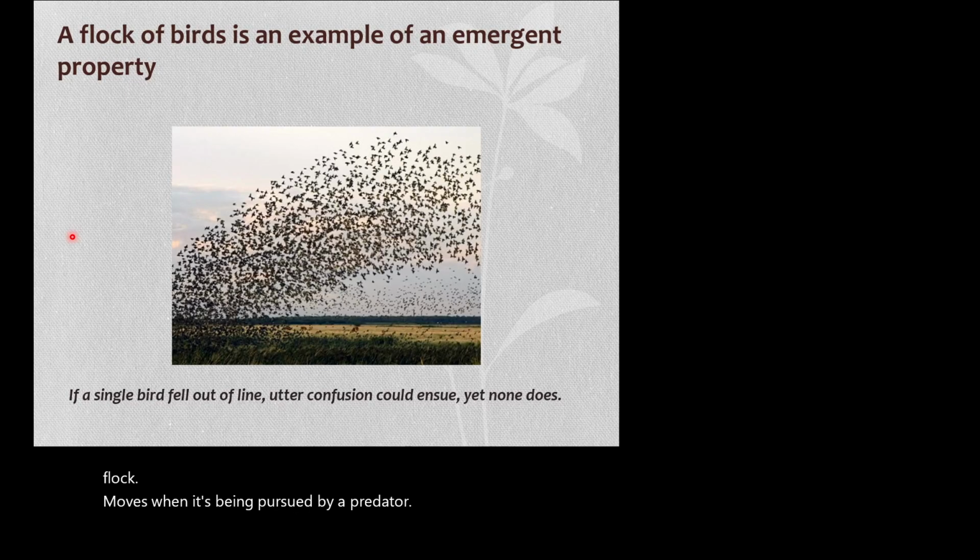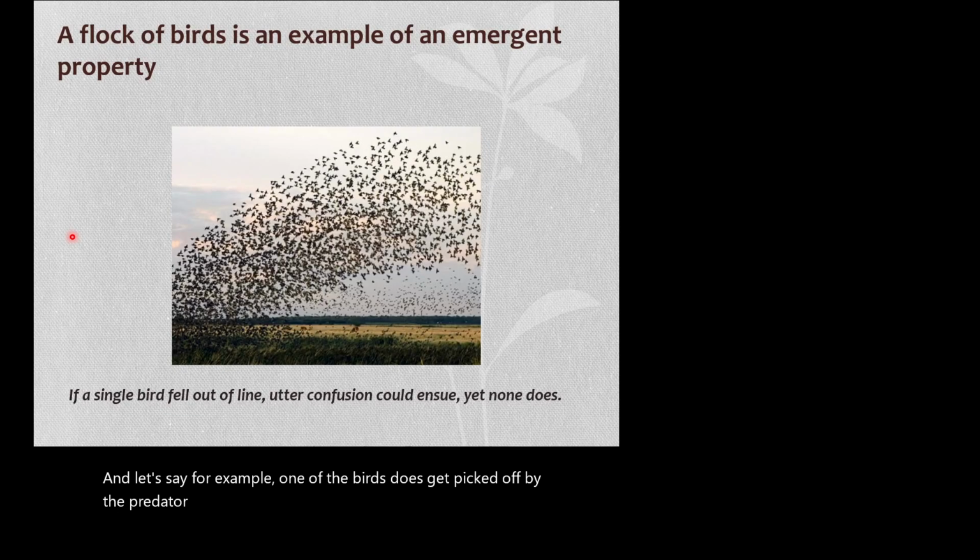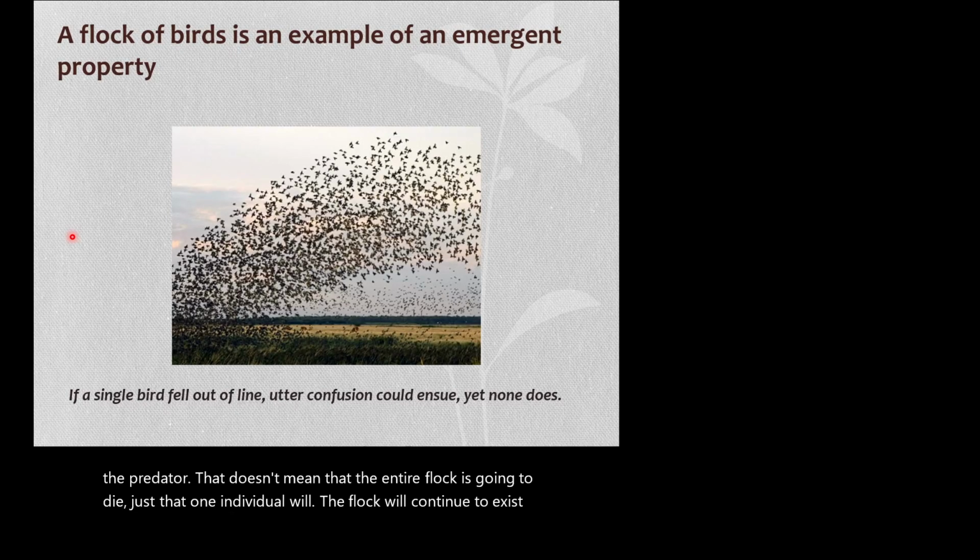And let's say, for example, one of the birds does get picked off by the predator. That doesn't mean that the entire flock is going to die. Just that one individual will. The flock will continue to exist and perhaps adapt to that occasion.